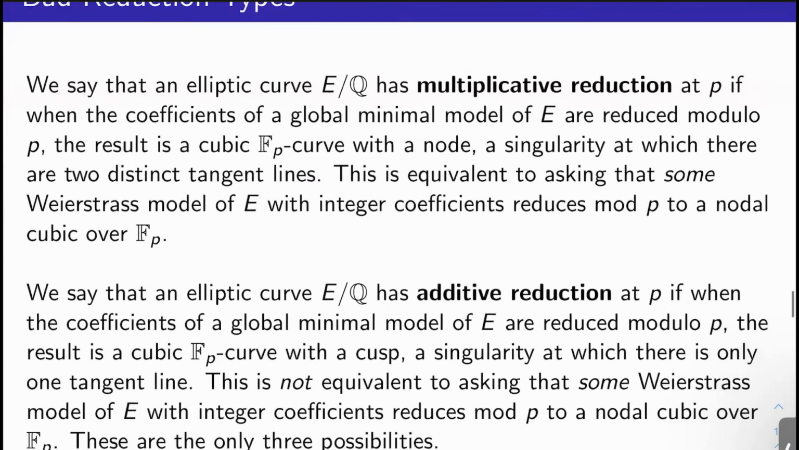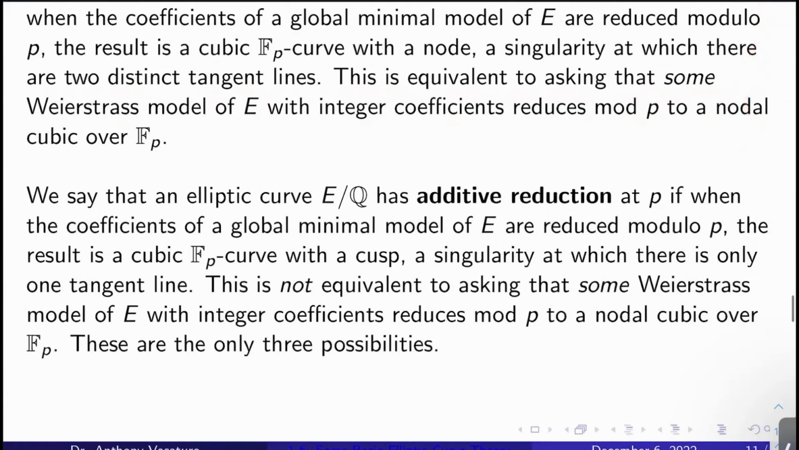So this is equivalent to asking that some Weierstrass model of E with integer coefficients reduces mod P to a nodal cubic over F_P. Although I'll admit to you guys, I don't actually know the proof of this. I know it's true. I think you can probably prove it with the Tate curve, which we'll talk about in a little bit, but I don't actually have a reference for the fact that these two definitions are the same, but I know that it's true.